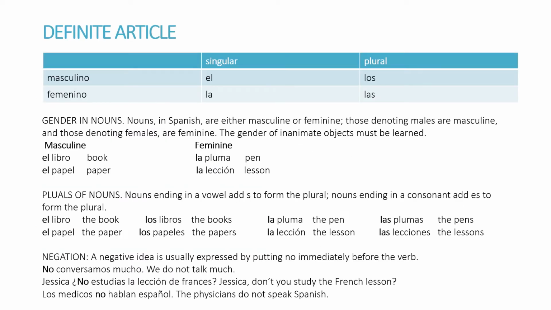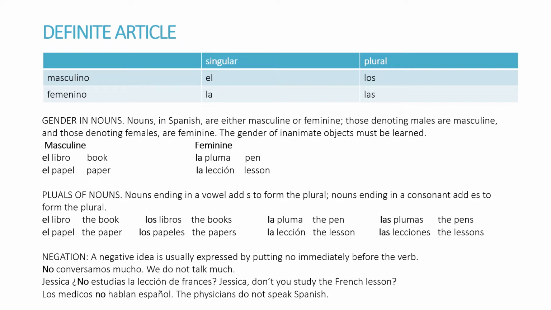In order to understand Spanish better, we need to understand the concept of articles. Articles in Spanish have gender. They could be masculine or feminine, and are singular and plural. The singular masculine article is el. The plural masculine article is los. The singular feminine article is la. The plural feminine article is las.